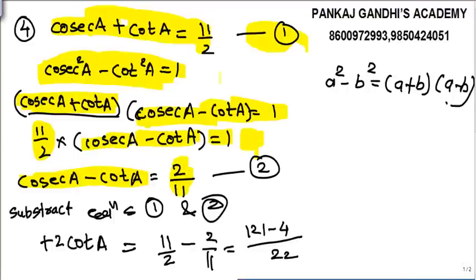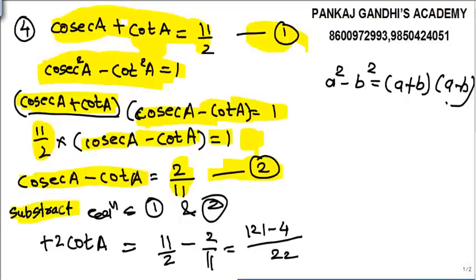So let's number this equation as equation number 2. So we have to find out value of tan A. So what we will do, instead of solving this cosec A, we will try to find out value of cot A, because we know that cot A means 1 upon tan A. So or tan A is equals to 1 upon cot A, same thing.